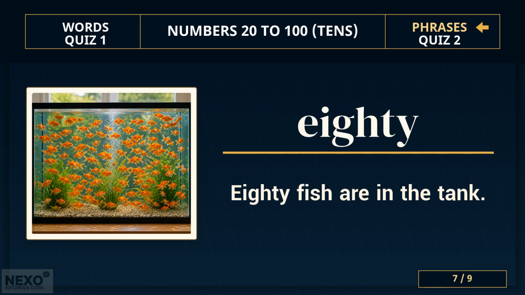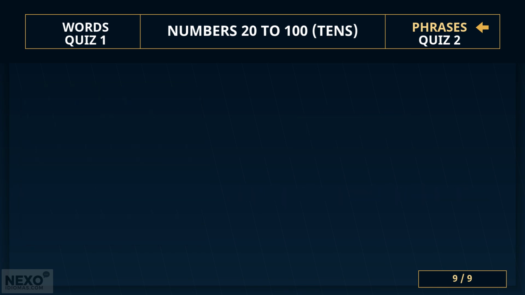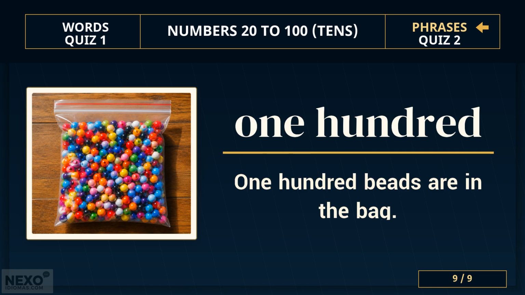80. 80 fish are in the tank. 90. 90 stars are in the sky. 100. 100 beads are in the bag.